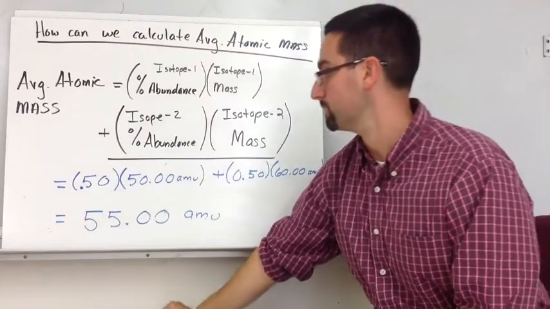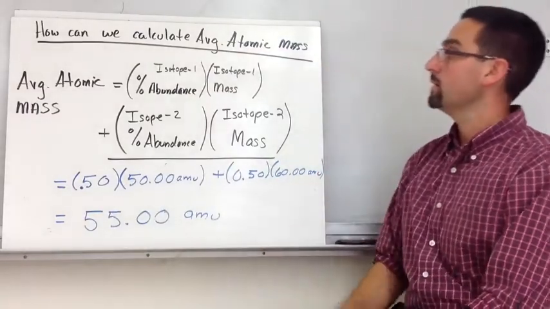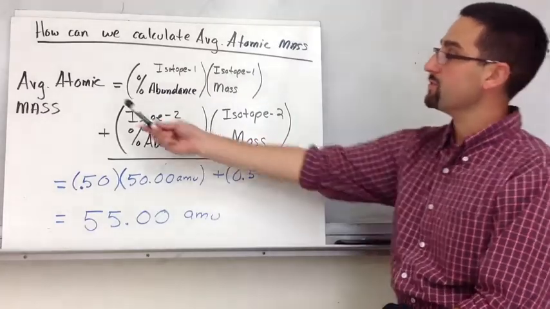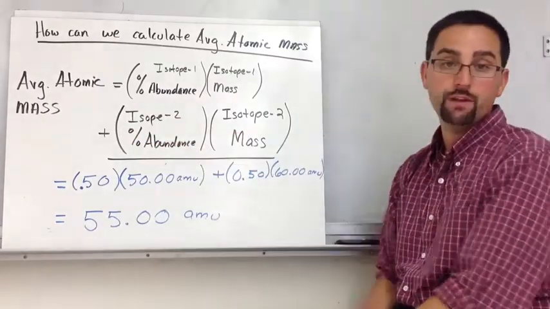For example, all right, how can we calculate that last problem? How can we use numbers? So the average atomic mass, which we said was 55 AMUs.